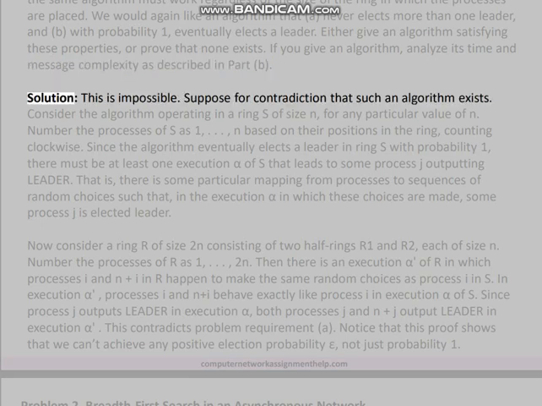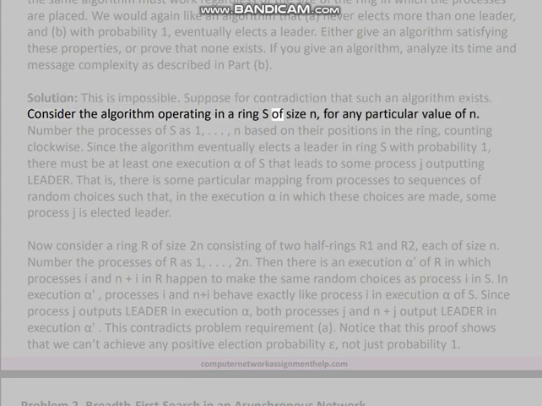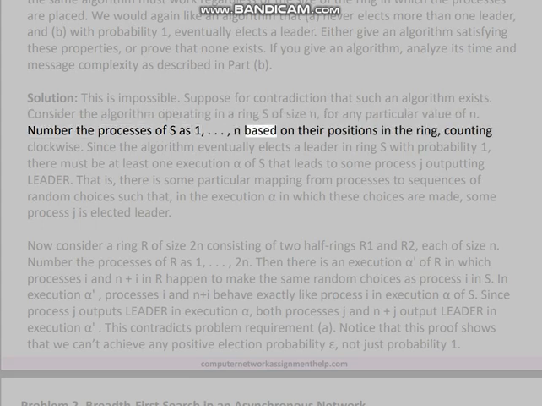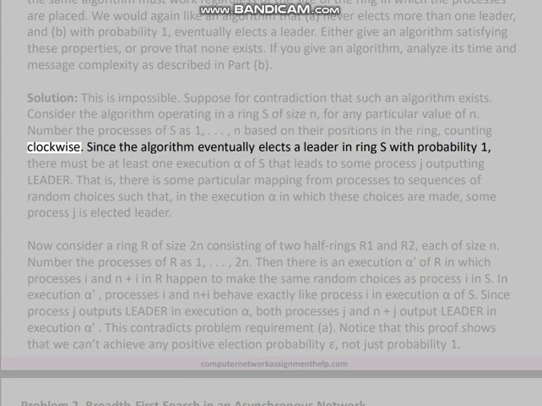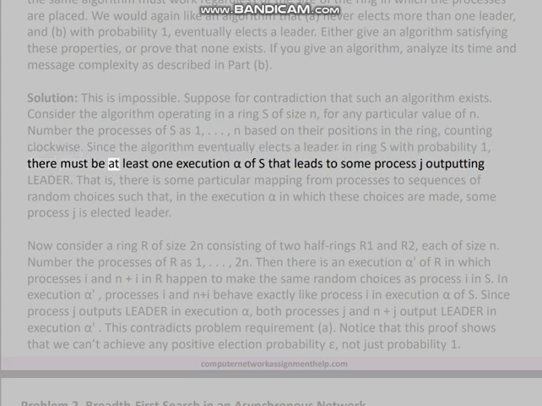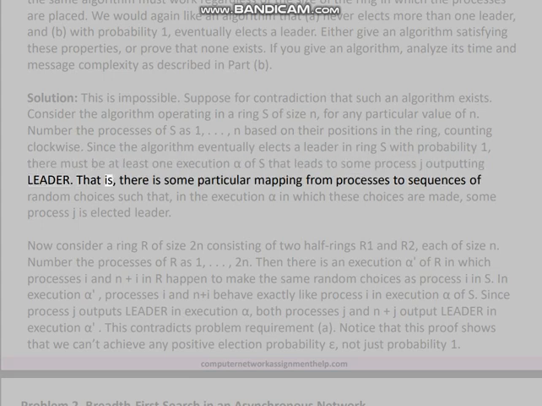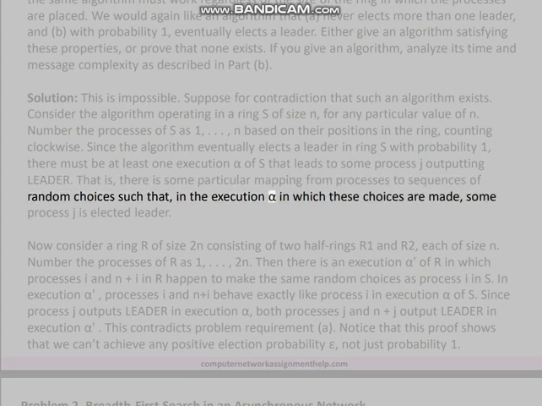Solution. This is impossible. Suppose for contradiction that such an algorithm exists. Consider the algorithm operating in a ring S of size n, for any particular value of n. Number the processes of S as 1 through n, based on their positions in the ring, counting clockwise. Since the algorithm eventually elects a leader in ring S with probability 1, there must be at least one execution alpha of S that leads to some process J outputting leader. That is, there is some particular mapping from processes to sequences of random choices such that, in the execution alpha in which these choices are made, some process J is elected leader.